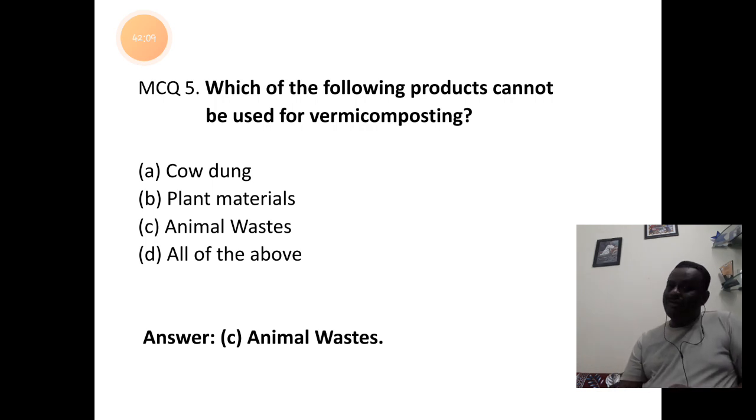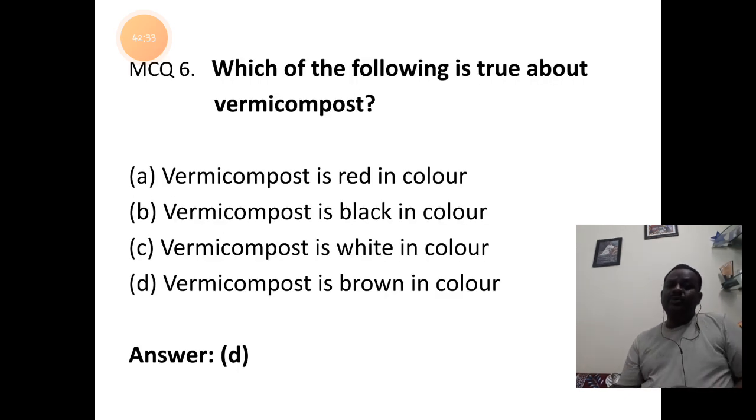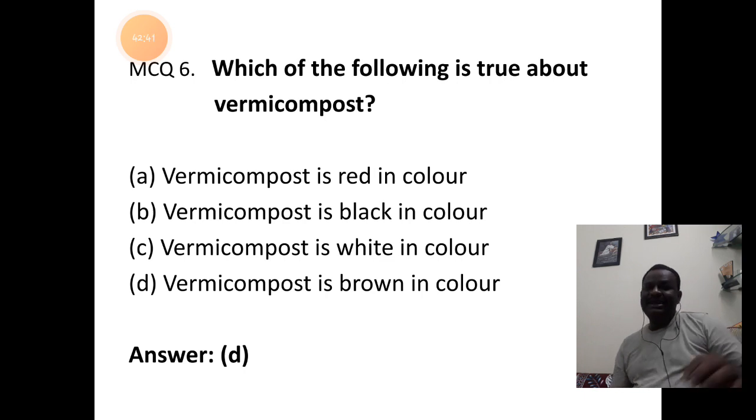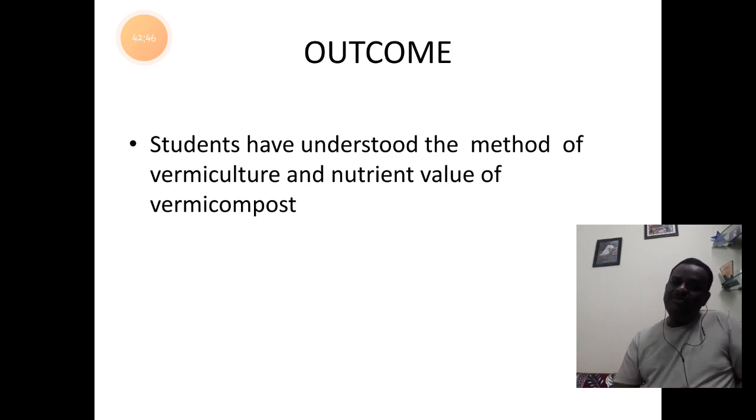Question 5. Which of the following products cannot be used in vermicomposting? Cow dung and material of plants, animal waste, and all of the above. Animal waste we won't use; waste of vertebrate animals is not used in the process of vermicomposting. So the answer is C. Question 6. Which of the following is true about vermicompost? The color of vermicompost is brown. So the answer is D.